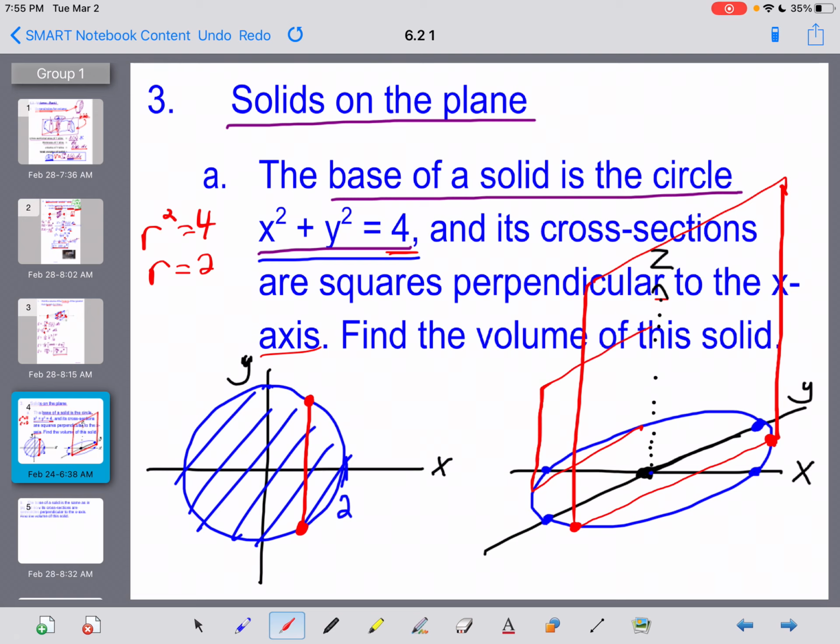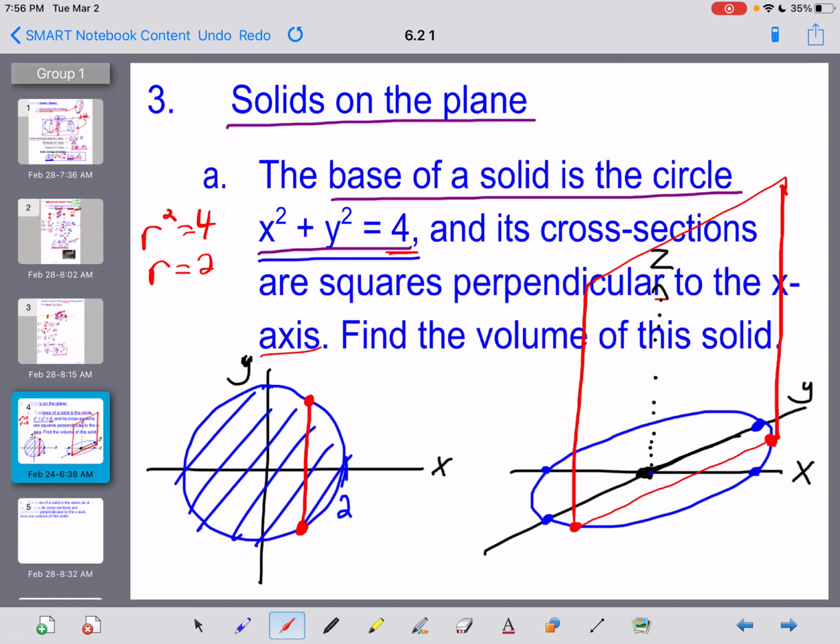There's one right here, and there's one right about here. And there's an infinite number of these squares, and when you put them all together, you're going to create a three-dimensional solid. But it gets really messy to try to draw too many of those, so we're probably better off just dealing with one.